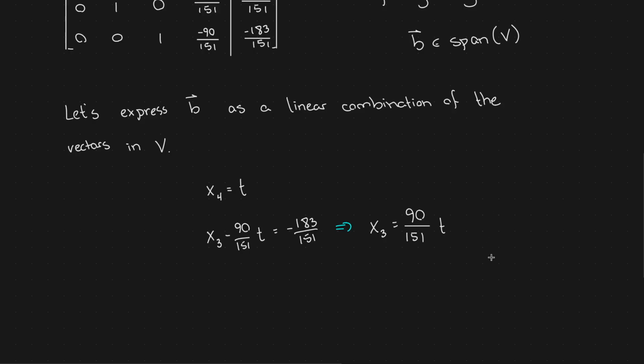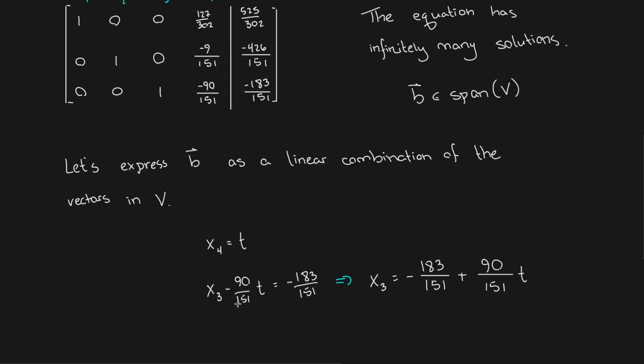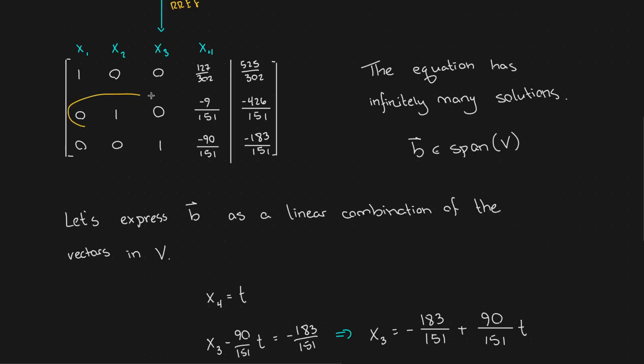And actually, I think I'll swap those around. I'll put the term without t first. So negative 183 over 151 plus 90 over 151t. Just personal preference, putting the term with t second. Okay? Next equation. We're going to look at the second row of our augmented matrix and translate it into an equation.